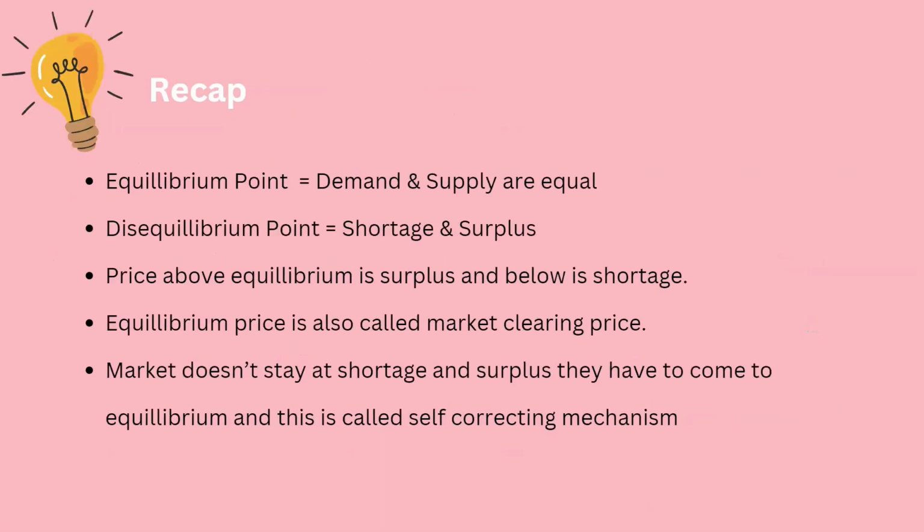So let's recap the video to just have a gist of what we just did. Equilibrium point is where demand and supply are equal. Disequilibrium points are shortages and surpluses. So if you see a graph, or any situation where there's shortage and surplus, that's straight away disequilibrium in the market. Price above equilibrium is surplus and below is shortage.